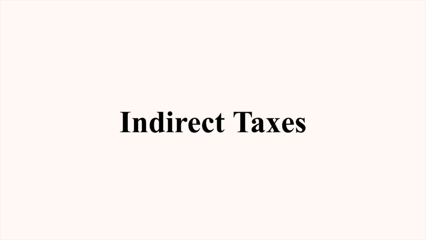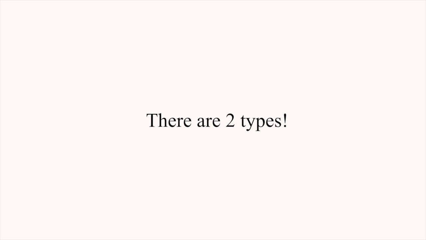In today's video, I'm going to be talking about indirect taxes. An indirect tax is a tax levied on goods and services rather than income. An example of a common indirect tax is your GST that you pay whenever you buy a good or service. And an example of a direct tax would be an income tax, or a corporate tax, or a property tax.